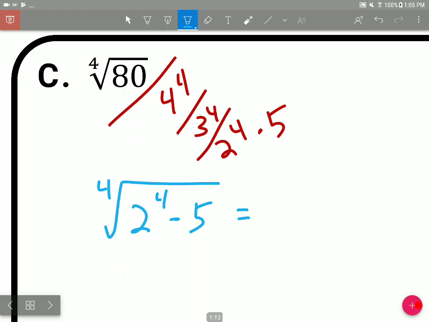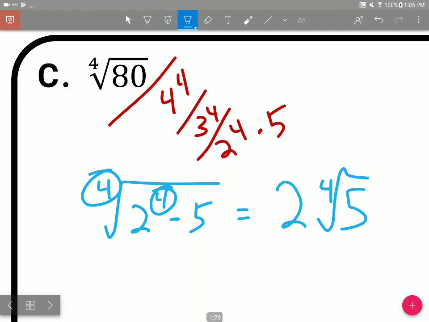Which means I can finally reduce that by saying, hey, which number comes out, the 2 or the 5? The 2! And the 5 stays behind because the 2 has a fourth on it, so those can cancel each other out, but not for the 5. Okay? The 2's got the magic wand of the fourth. All right, so that's your final reduced answer.